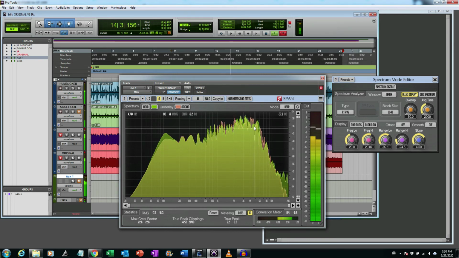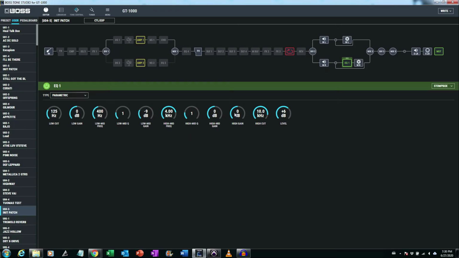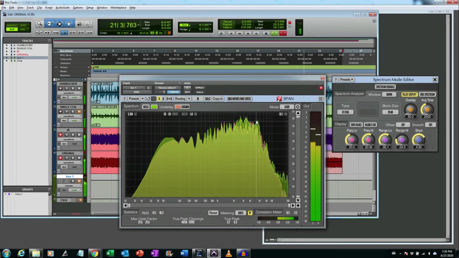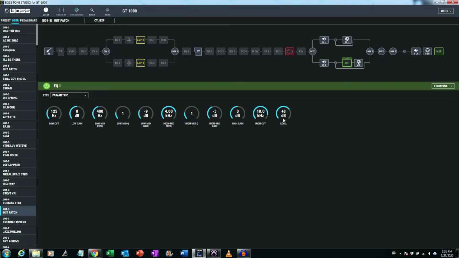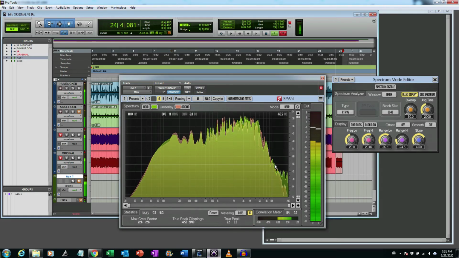And for example, here at 4K, we can see that the original cab has a spike that the impulse response doesn't have. So I will tame it with minus 3 dB, and you can see they're more or less closer. I have to compensate the volume too. Now both volumes are similar, and the curve has a better approach compared to what we had.